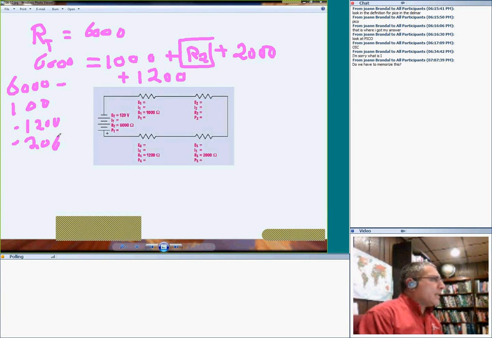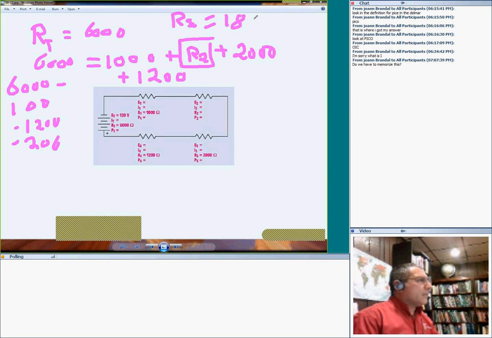So you say 3,000, 4,200. So 6,000 minus 4,200 is 1,800. So R2 is 1,800. So basically, guys, we know that the total must be this plus this plus this plus this. So by adding the three resistors and subtracting them from the total resistor, I can find the last resistor.